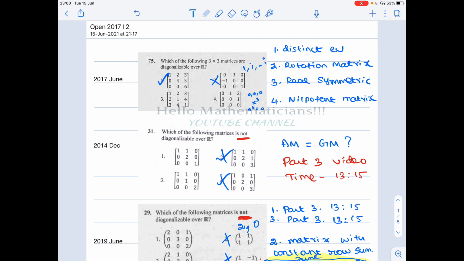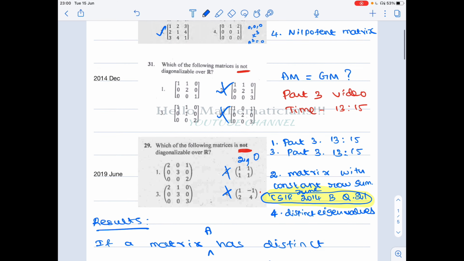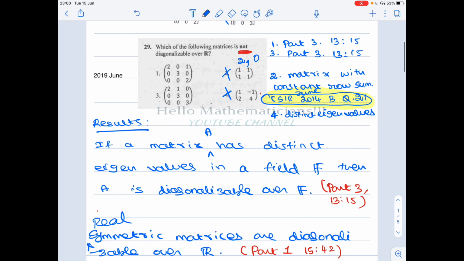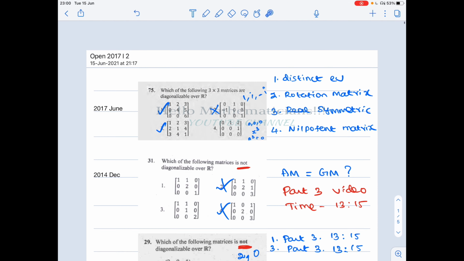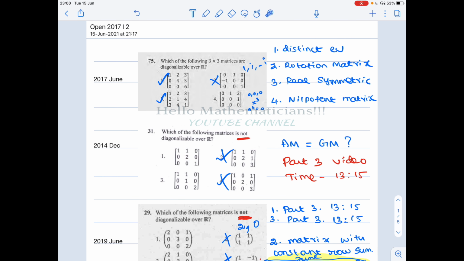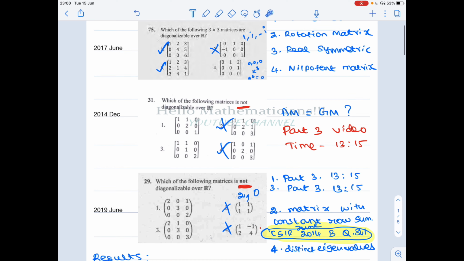Now this is a real symmetric matrix. Real symmetric matrices are diagonalizable. If you take the transpose of this matrix, you get back the same matrix, and real symmetric matrices are diagonalizable over R. We discussed real symmetric matrices in our part 1 video at 15 minutes 42 seconds, so please check why real symmetric matrices are diagonalizable. Now we come to the fourth option.